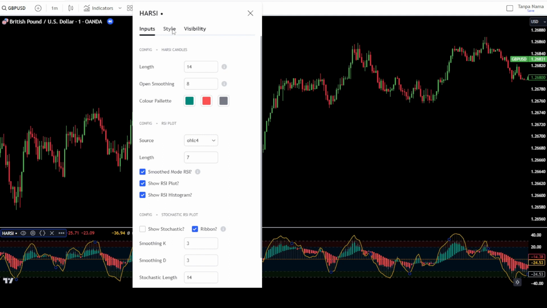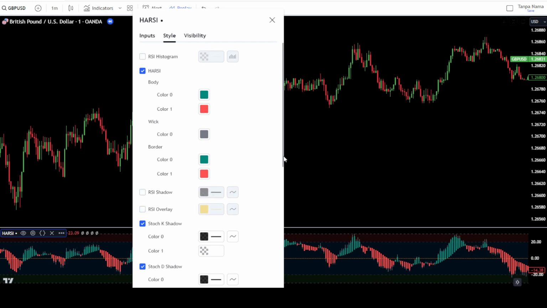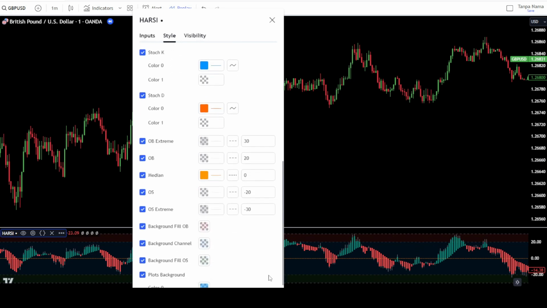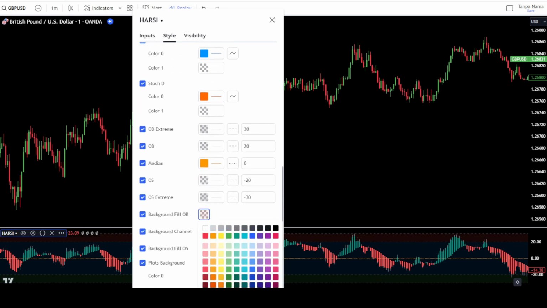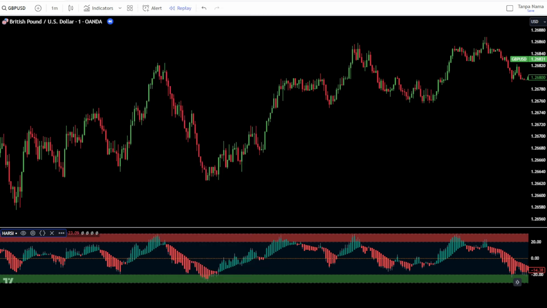Then, go to the Style tab. In the Style tab, uncheck the boxes for RSI histogram, RSI shadow, and RSI overlay. After that, set the opacity for the background fill in the overbought and oversold regions to 50. Once you've made these adjustments, click OK.